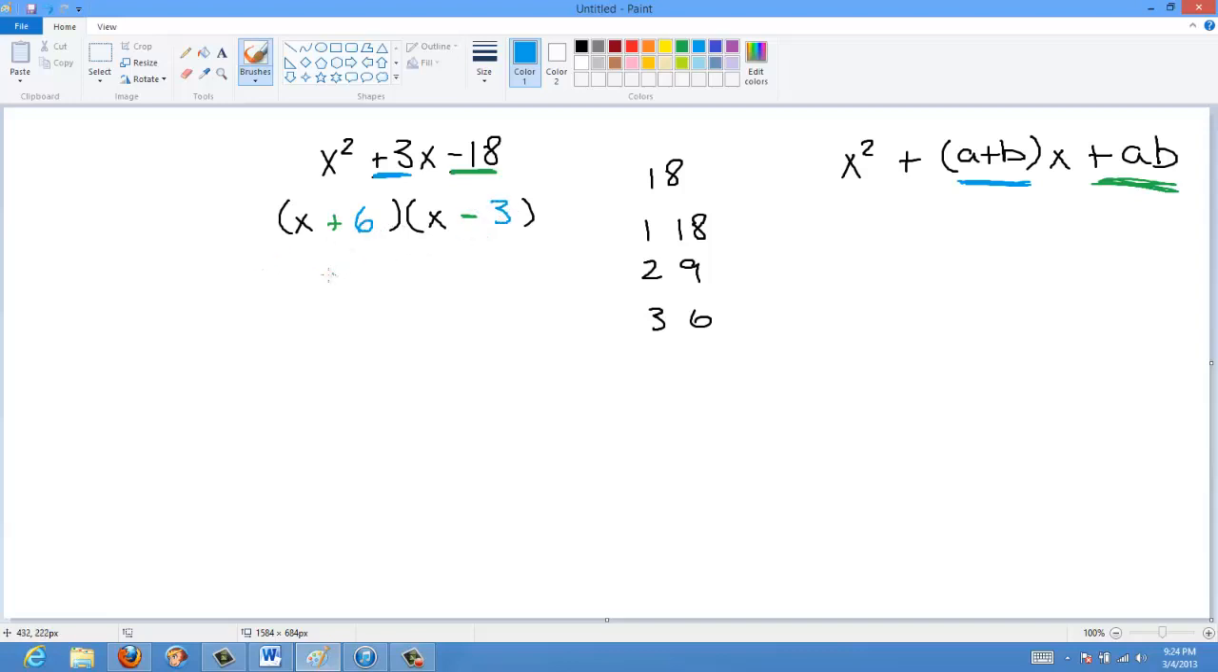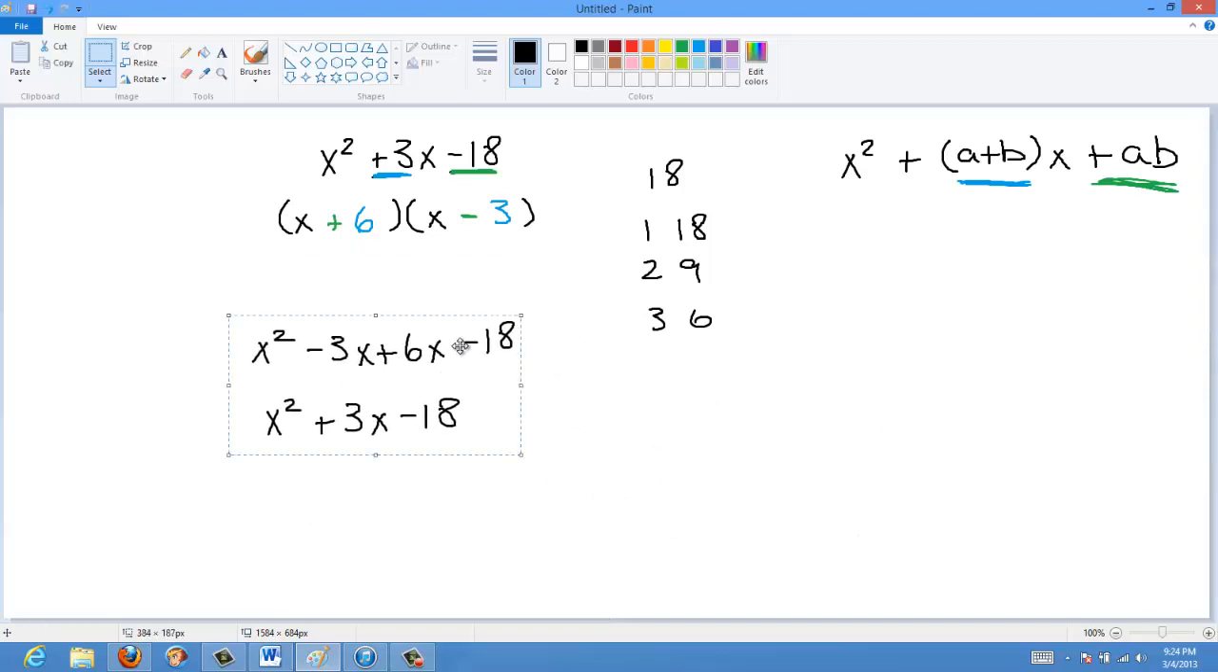Let's take a look at this. I have x times x is x squared, and then x times negative 3 is negative 3x, and then 6x, and then minus 18. And what I get is x squared plus 3x minus 18.